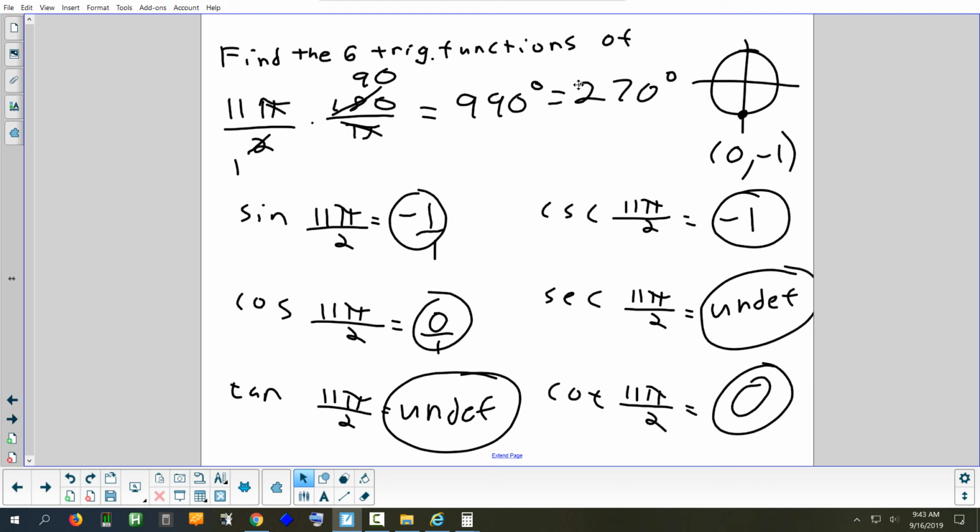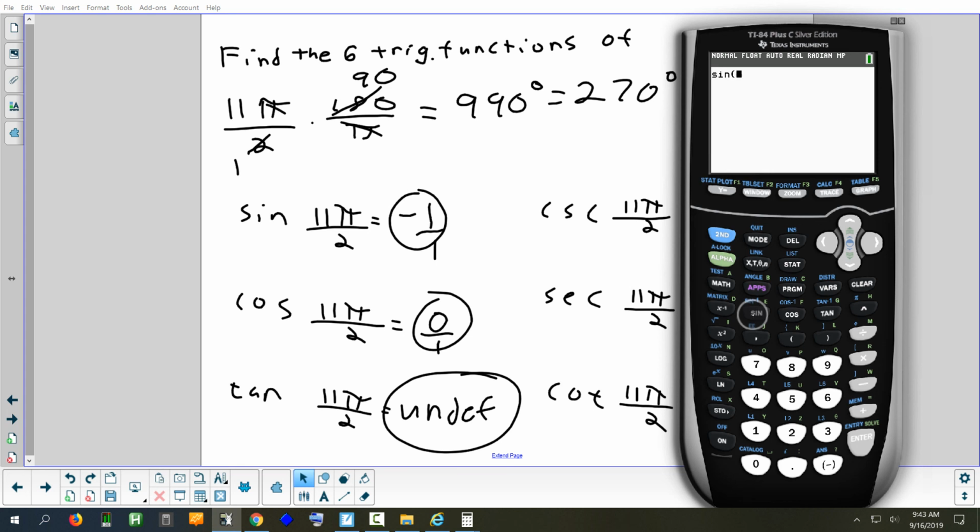Do you always have to write the 11 pi over 2 after your sine, cosine? Or can you just write sine equals -1, cosine equals 0? You could write sine, that's okay. For what we're doing, I would know what you're talking about. But if you were going to type something in on a calculator, whenever you press sine, you have to put something after it. If you just hit sine and you don't put anything, it doesn't know what it is. So you're supposed to, but that's okay.